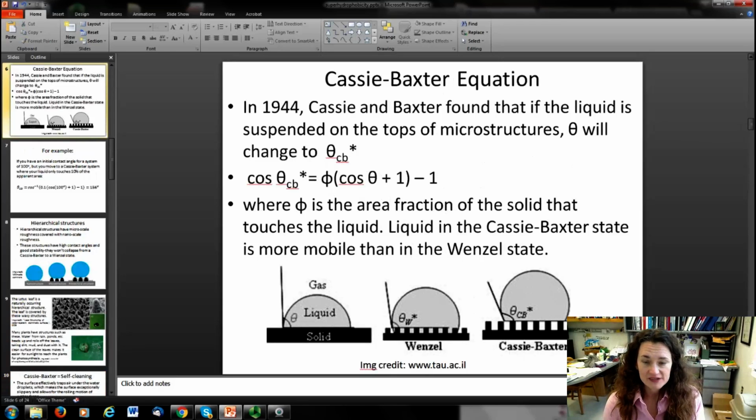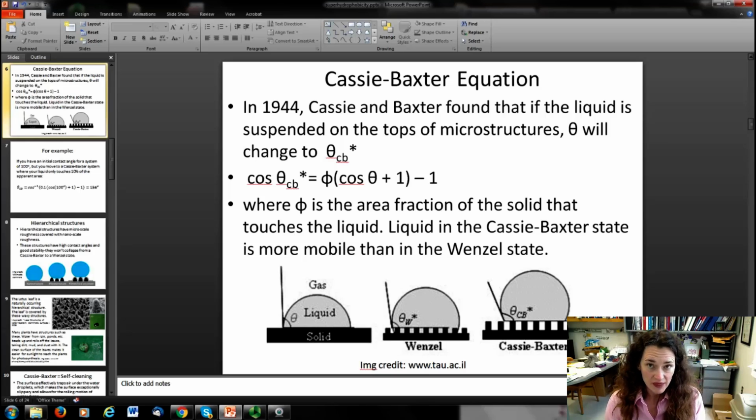Okay, another class is the Cassie-Baxter equation, and is described by this situation. Now, in 1944, Cassie and Baxter found that if the liquid is suspended on the tops of the microstructures and doesn't sink down in between the microstructures, then you're going to get an even different contact angle, which we'll call theta CB. Now, the cosine of theta CB is equal to phi times the cosine of theta plus 1, and then minus 1. Now, phi here is the area fraction of the solid that touches the liquid, okay?